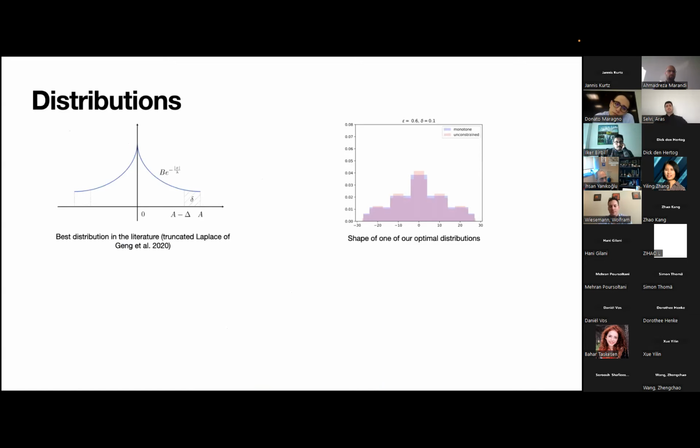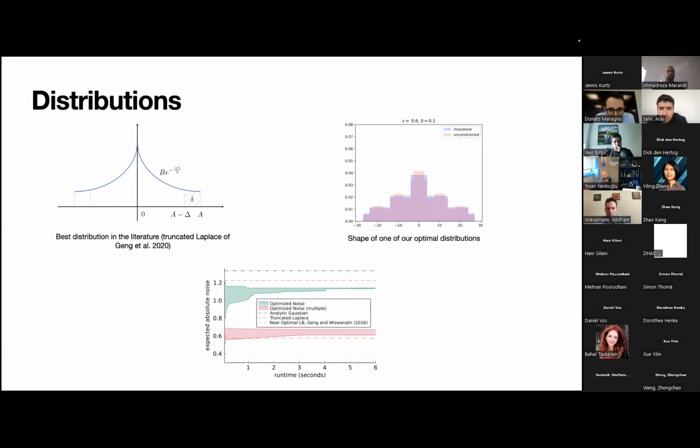So on the left-hand side, you can see the shape of a truncated Laplace distribution, which is the best we have in the literature so far. Okay, it is asymptotically optimal, which means if epsilon and delta go to 0, then it is optimal. But on the right-hand side, we see our distribution, which is numerically optimal. We first fix epsilon and delta, and we optimize them, and we get this distribution we see. There are two versions. In one, we constrain it to be monotonically decreasing on the side of 0, and the other one is unconstrained. And we see that the shape is quite different than the Laplace distribution.